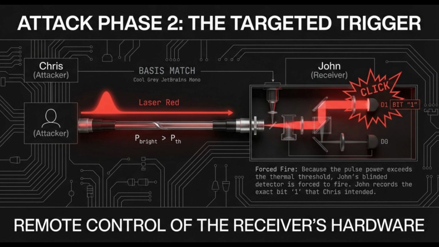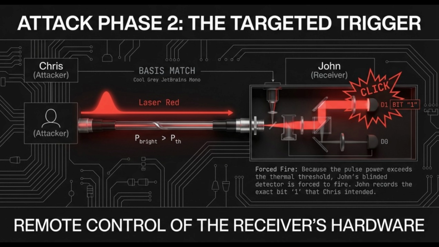Notice the condition on your screen. The pulse power, P bright, is specifically tuned to be greater than the blinding threshold, P threat. Because John's detectors are already blinded and operating in linear mode, they no longer wait for a single photon.